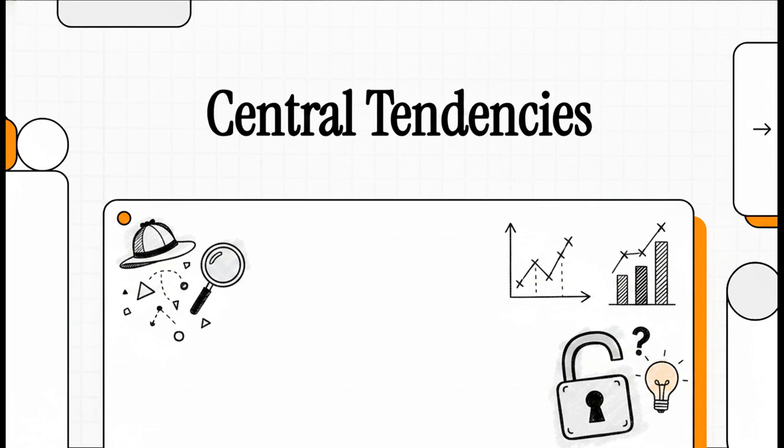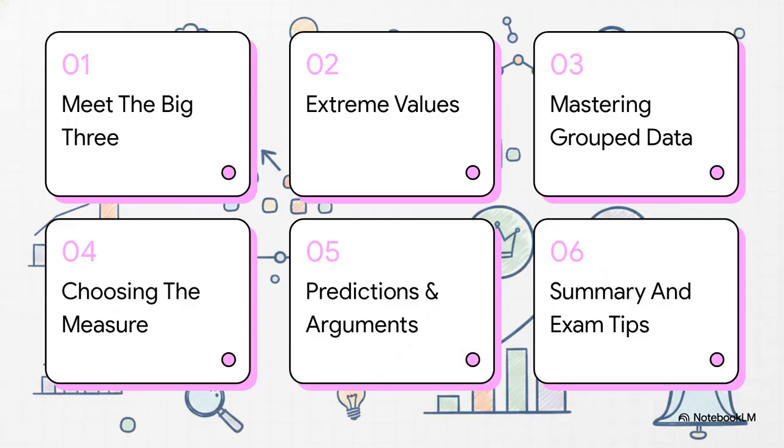Today, we're going to unlock the secrets of KSSM Form 2 Mathematics Chapter 12 using some really powerful concepts. We're talking about measures of central tendencies. I know, it sounds like a mouthful, but I promise you by the end of this explainer, you're going to be reading data like a pro. Let's dive right in.